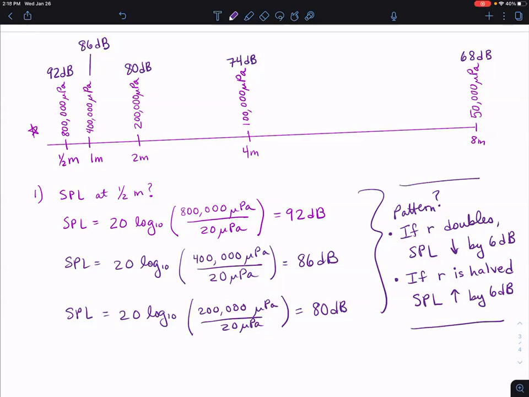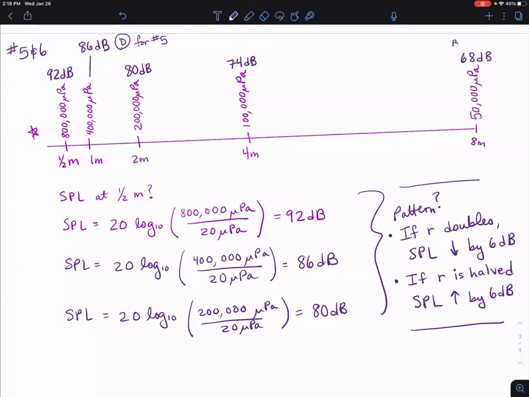Okay. This is in fact the problem in questions number 5 and 6. Question number 5 says, if the sound at 2 meters is 80 decibels, what is the sound at 1 meter? It's 86 dB, so that's D for number 5. And then what would the sound pressure level out at 8 meters be? You would double the distance twice, so you would add 6 two times. So this would give us B for question number 6.